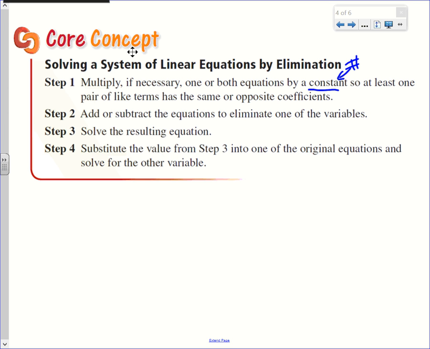Step two, add or subtract the equations to eliminate one of the variables. Step three, solve the resulting equation. Step four, substitute the value from step three into one of the original equations and solve for the other variable. And we're rocking and rolling. I should have put that as step five, rocking and rolling. Go and write this down, please.